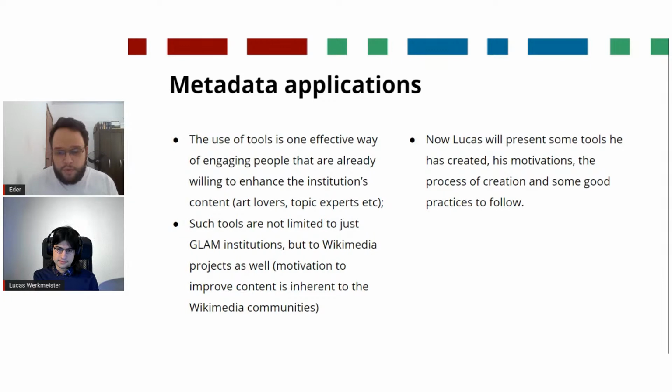So, for example, if I want to create a tool that will help a new user to make a structured article, like Mbabel, for example, it is a tool that I can build to make the work that people will be doing easier. Because the motivation to improve content is inherent to the Wikimedia communities, so we all want to improve the contents that we are passionate about.